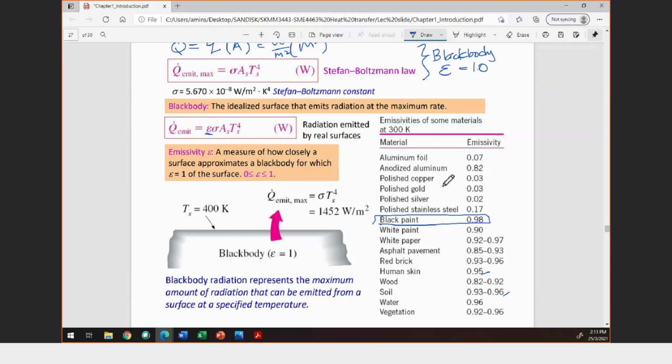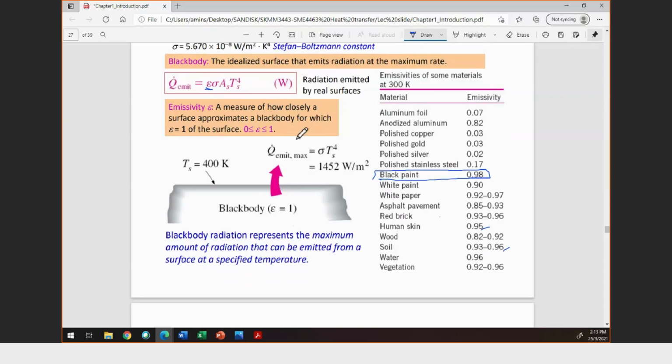Like I said yesterday, all objects or all surfaces emit radiation, as long as the temperature of the surface is greater than 0 Kelvin. Then heat radiation exists, as long as the temperature of the surface is larger than 0 Kelvin.